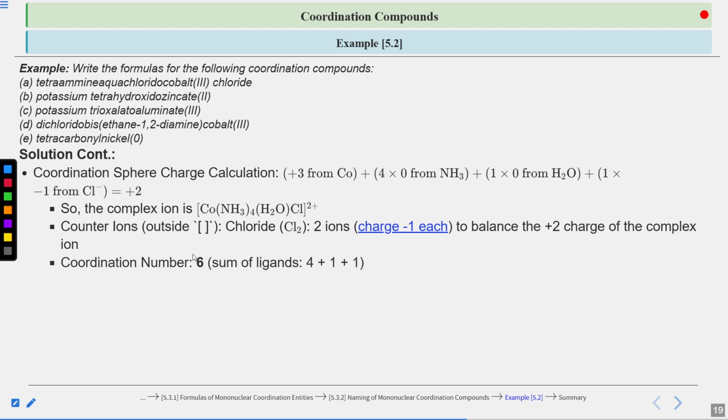And the coordination number, if you calculate, is going to be 6. Why? 4 ammonia molecules are bonding with cobalt, 1 water molecule and 1 chloride ion. So 4 plus 1 plus 1, that is 6. So the coordination number will be 6. Okay, so we have determined the formula for tetraammineaquachloridocobalt(III) chloride, that is [Co(NH3)4(H2O)Cl]Cl2, and the counter ion is Cl.